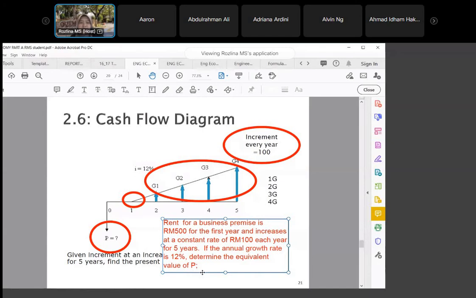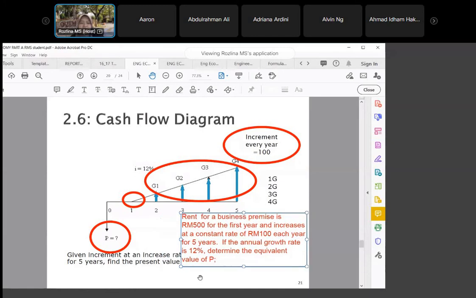You can see the story, the case study like this. Okay, this one, the original case study only involves gradient. But for the case study given, the wording actually shows that you have, okay, first you have the time scale. Okay, rent for a business premise is 500 for the first year. Okay, this is first year, this is 0, and this is 5.